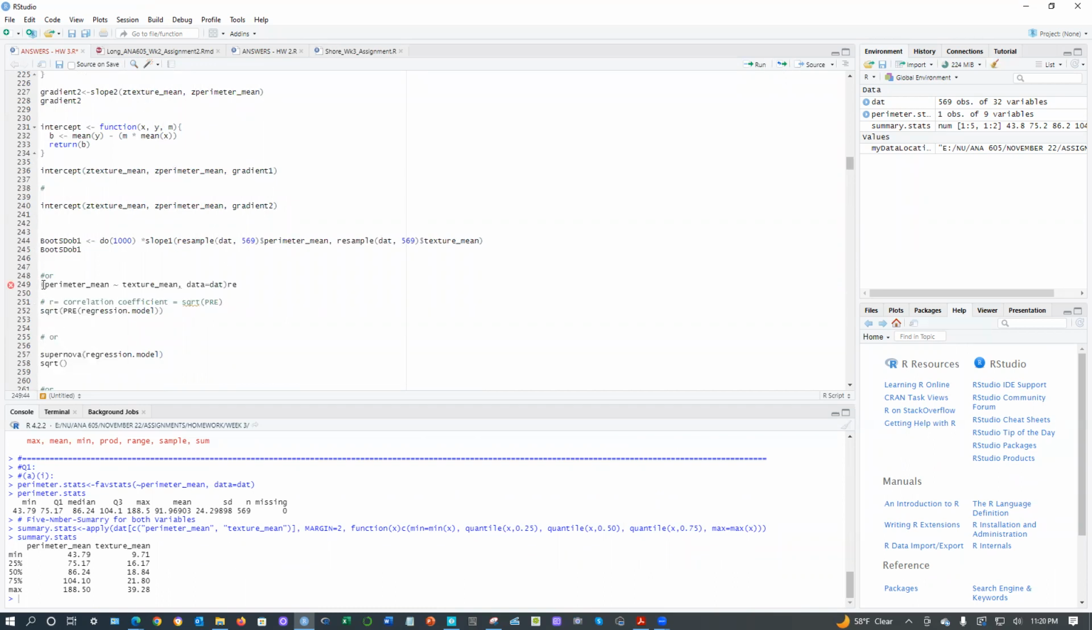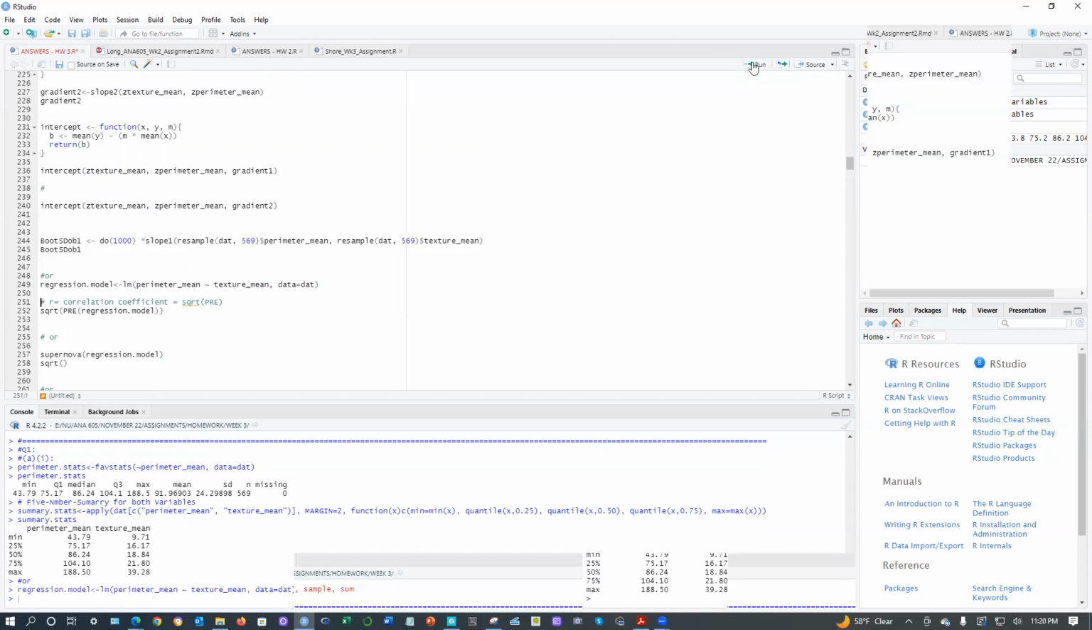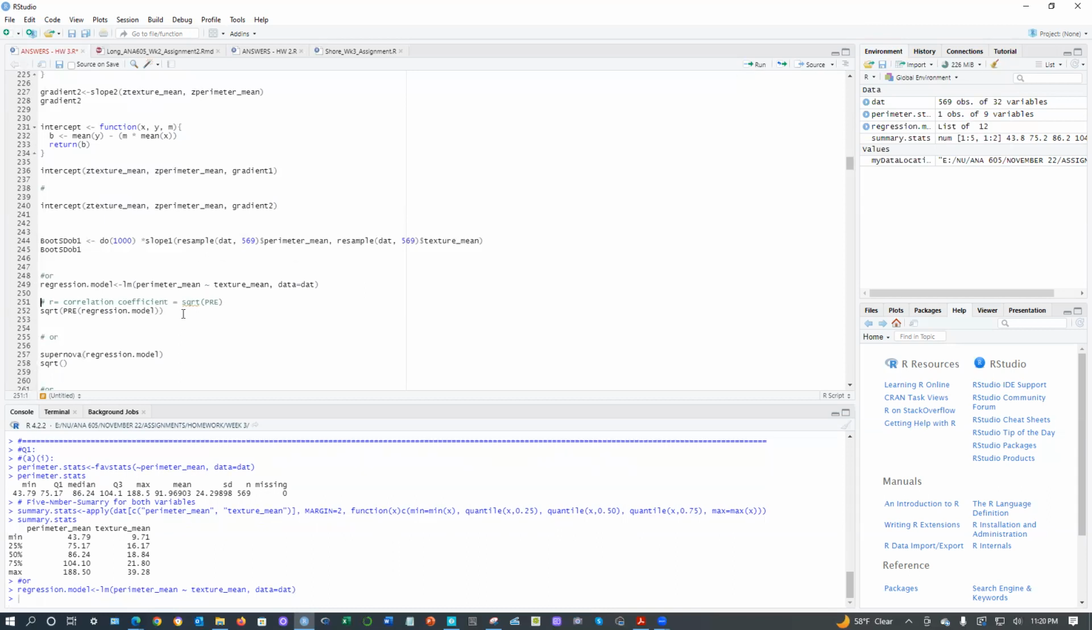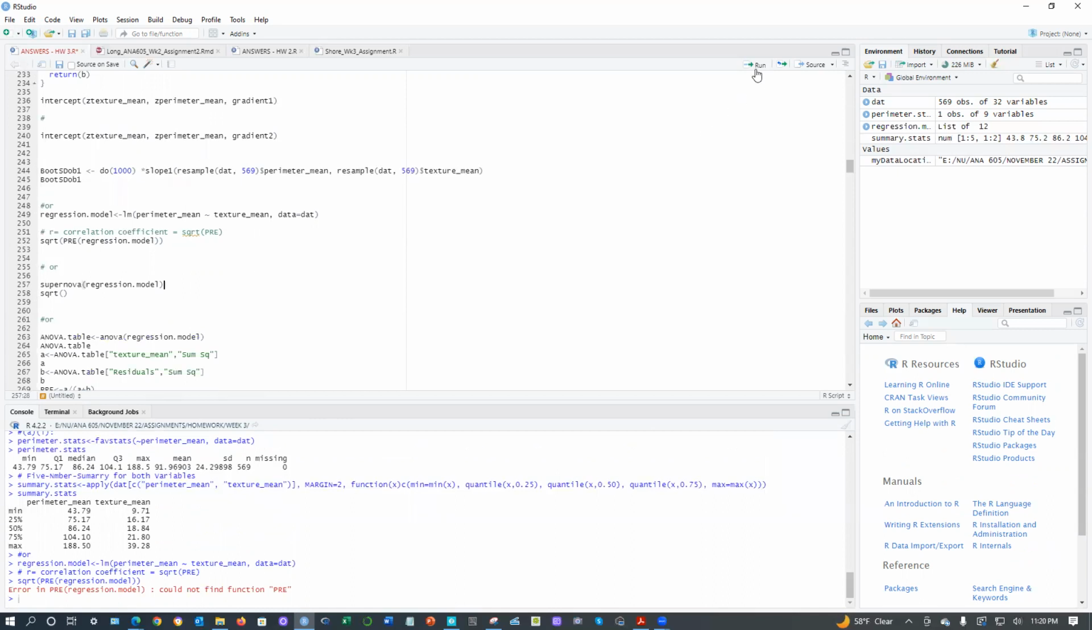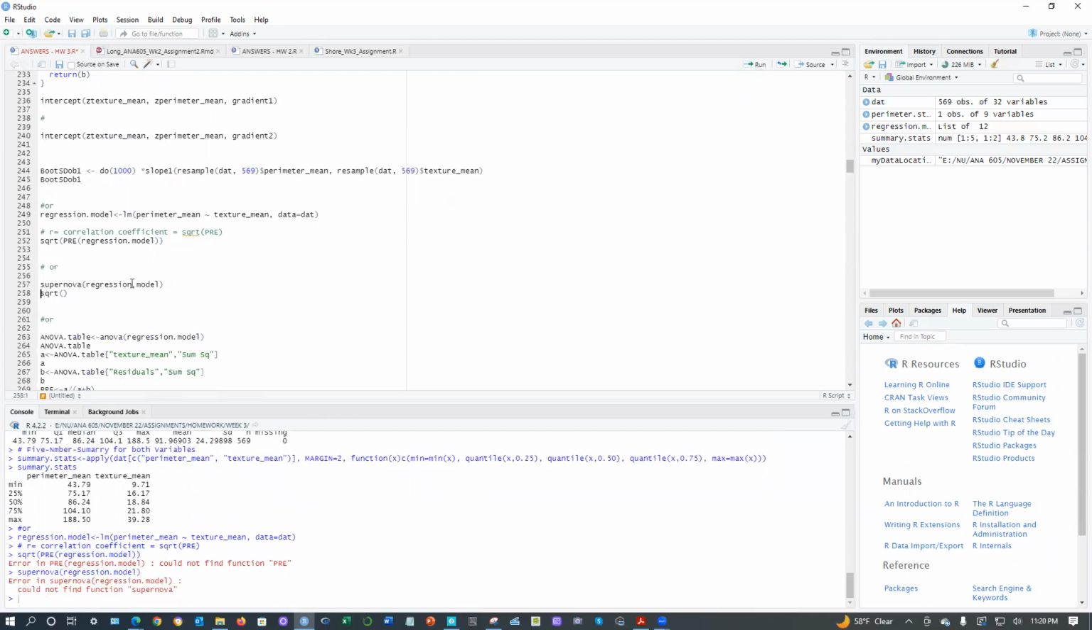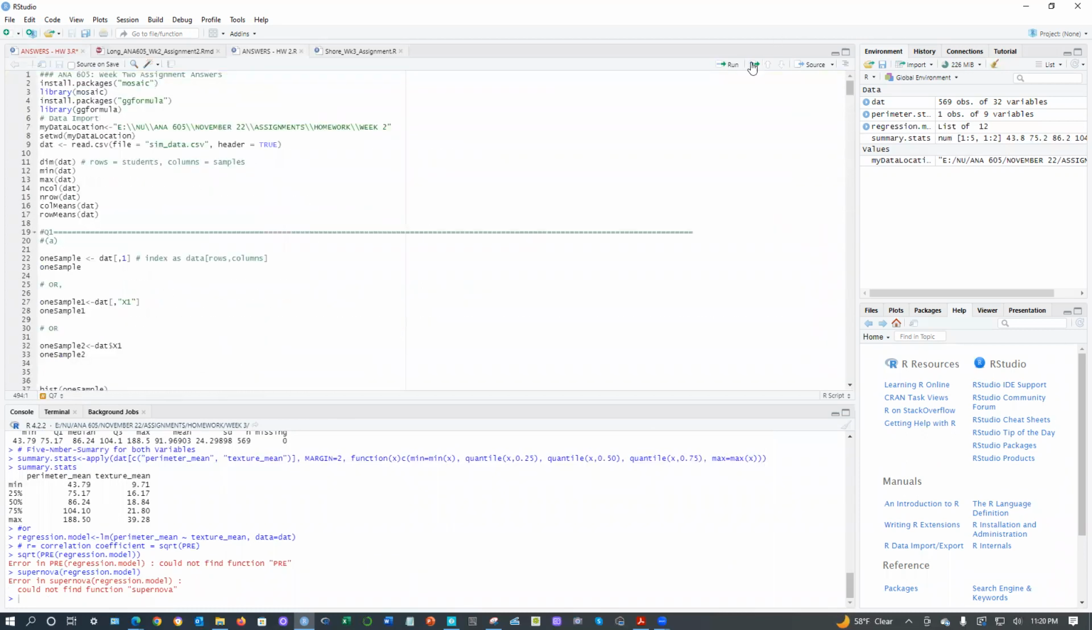Regression.model is assigned this one, lm on texture mean. See that one, the regression model. PRE might not work; you know that it's difficult to find. But go to the regression model, or supernova. Okay, let's install supernova. Let's go, supernova.